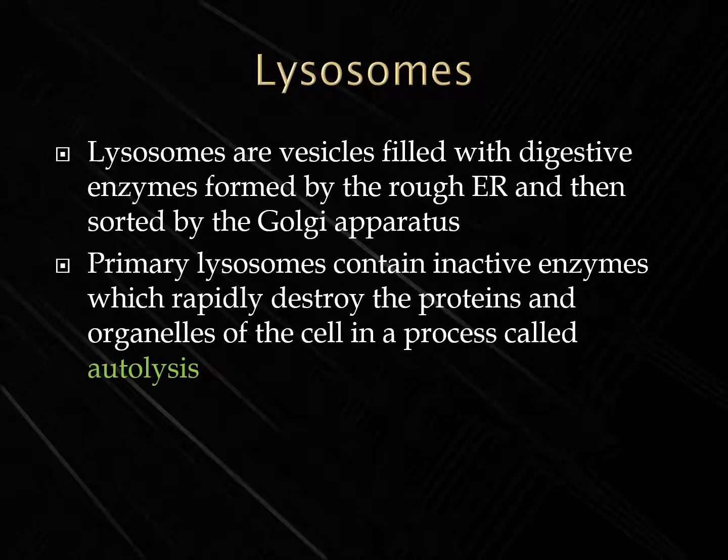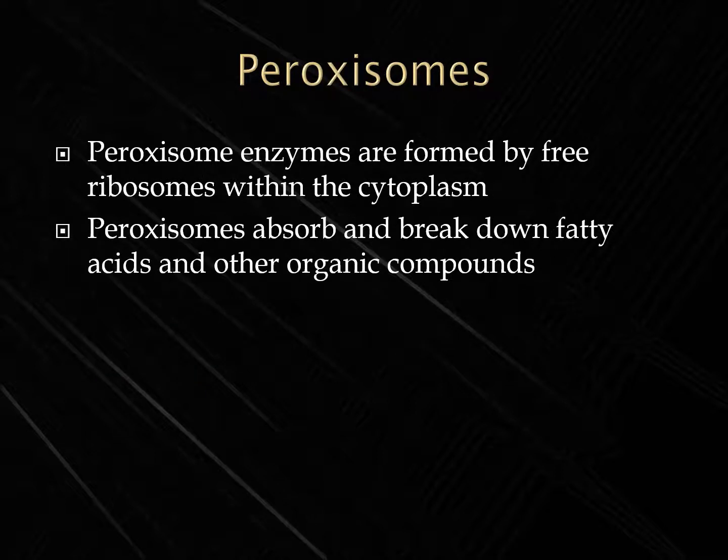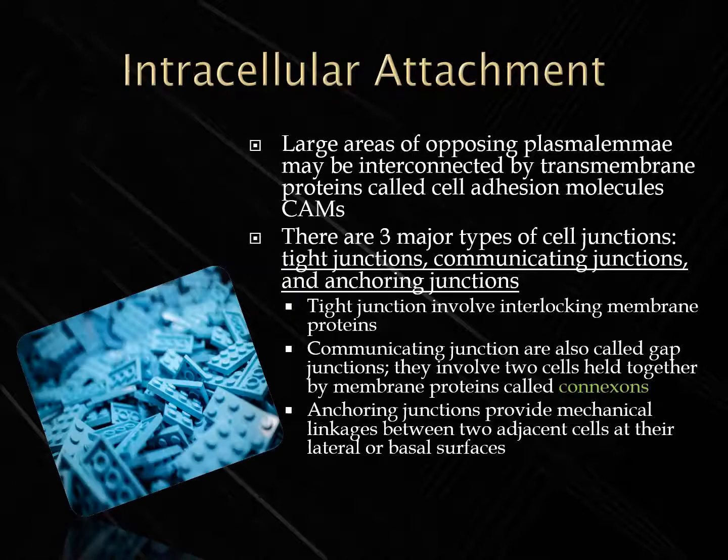Lysosomes are vesicles filled with digestive enzymes formed by the rough ER and then sorted by the Golgi apparatus. Primary lysosomes contain inactive enzymes which rapidly destroy the proteins and organelles of the cell in a process called autolysis. Peroxisome enzymes are formed by free ribosomes within the cytoplasm. Peroxisomes absorb and break down fatty acids and other organic compounds.